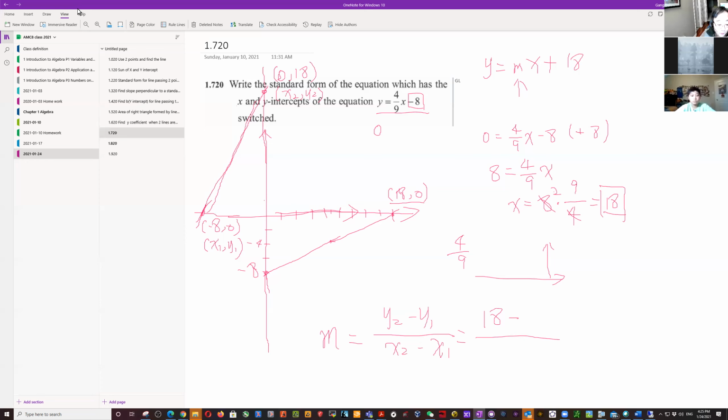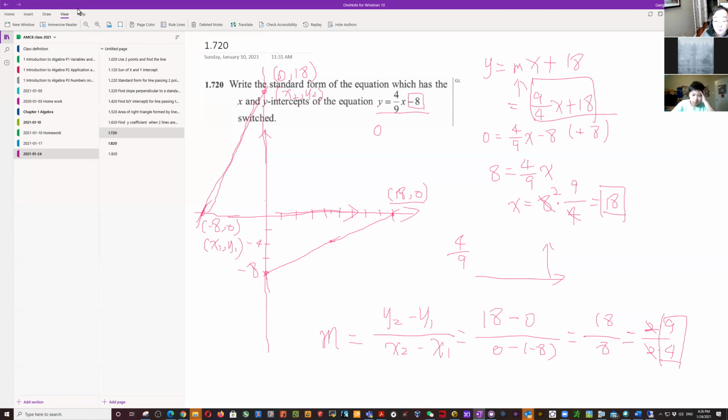And y2 is 18, y1 equals 0, and x2 is going to be 0 minus x1, which is -8. So this is going to be 18 divided by 8, which equals 2 multiplied by 9 over 2 multiplied by 4. We can cancel this out, so the slope is 9/4. So basically we got y = 9/4 x plus 18. So this is going to be our answer.